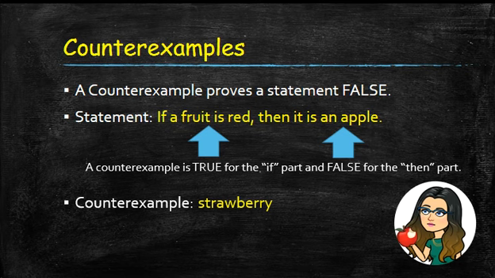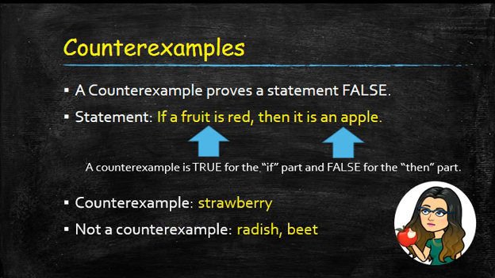So that we completely understand counterexamples, let's also talk about what won't work. Radishes and beets are vegetables, so they're not fruits. That means they're not related to my original statement at all, and I can't use them as counterexamples.